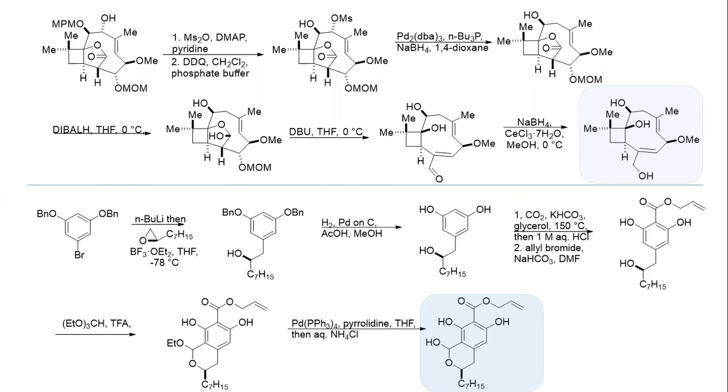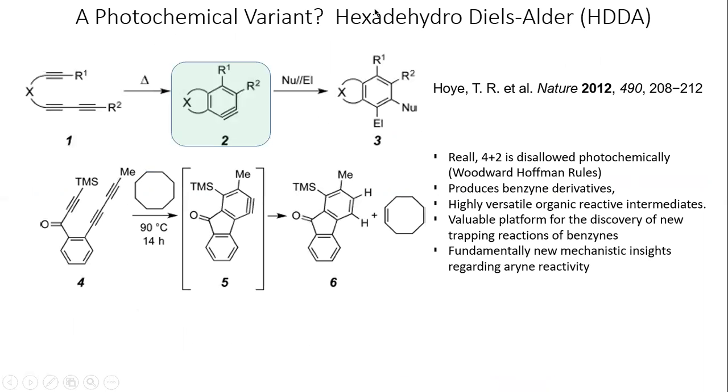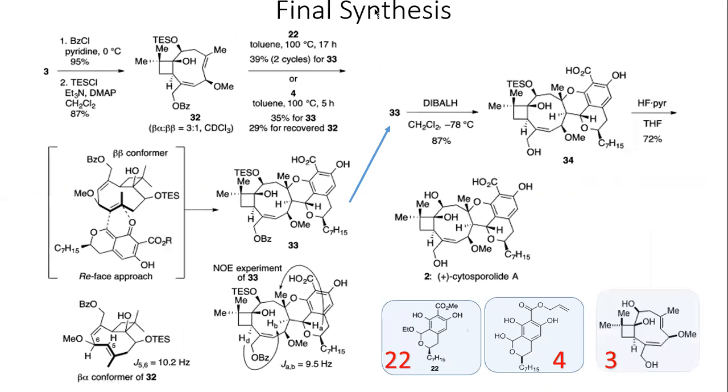Right. So if we look over here, they took 3, which is this starting material that they made here, treated it with benzyl chloride, and then treated it with TES chloride and DMAP. So both of those are protecting strategies.